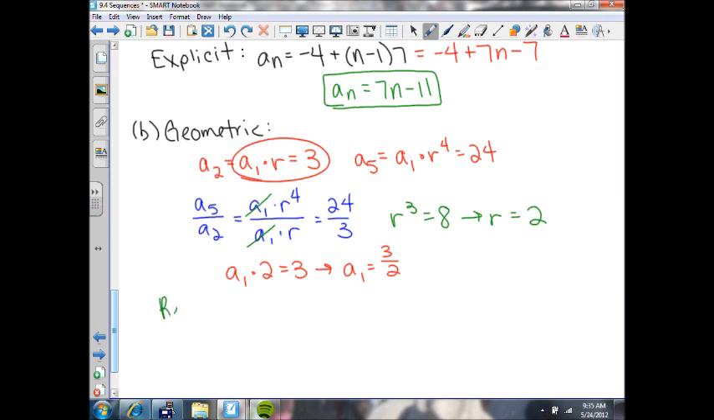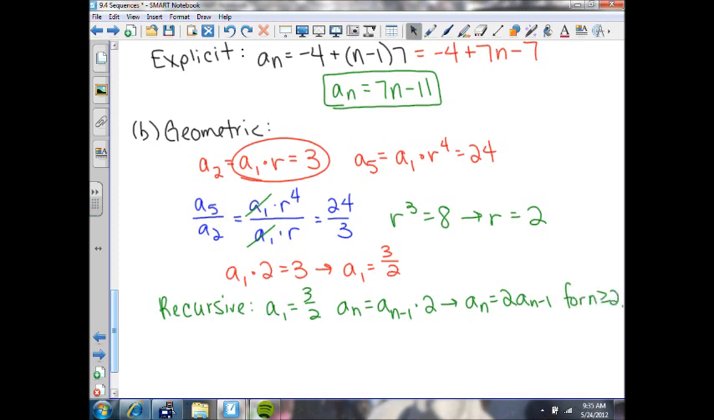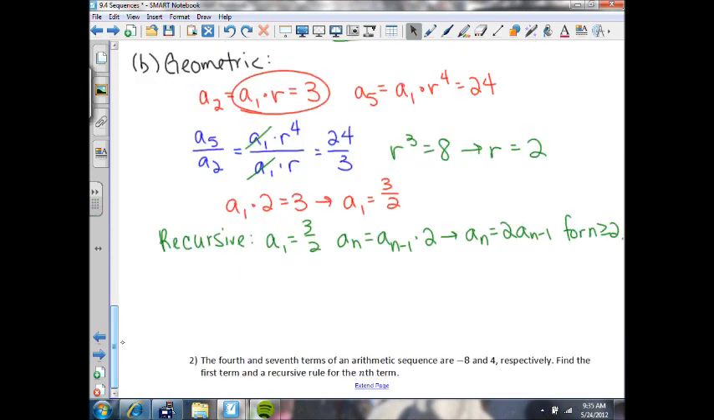That means my recursive formula will be a sub 1 is equal to 3 halves. A sub n will be a sub n minus 1 times my ratio, for n greater than or equal to 2. My explicit formula, a sub n will equal my first term times my ratio to the n minus 1 power. And there's your explicit formula.